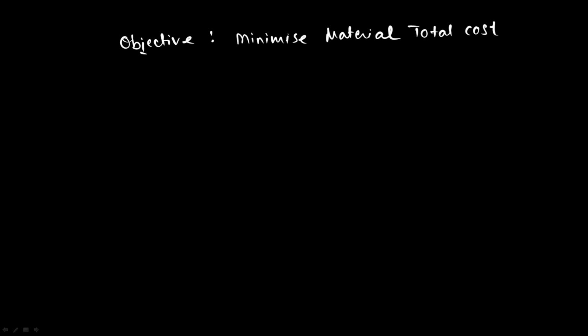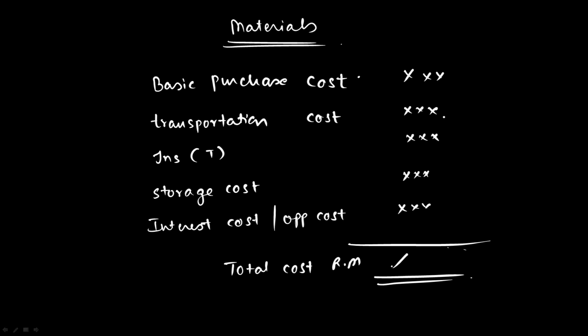As a raw material manager, what will be your objective? Please try to understand. Your objective to make this material cost zero is impossible. You cannot make cost zero, but the objective is to minimize material cost, which cost? Interest cost, purchase cost. Your objective will be to minimize material total cost.